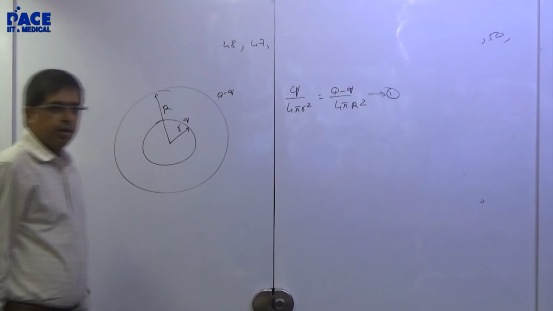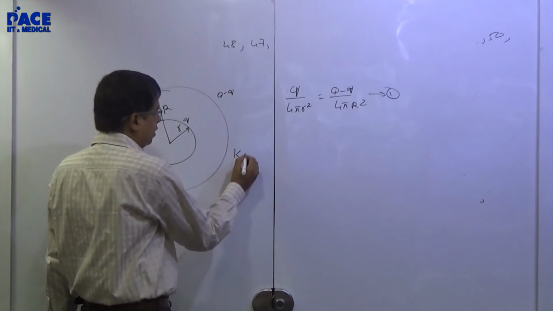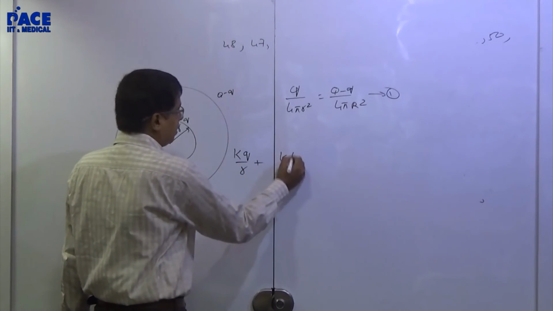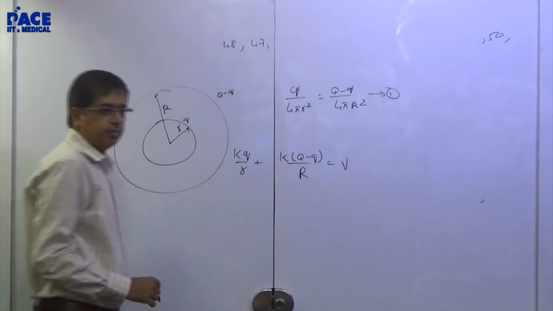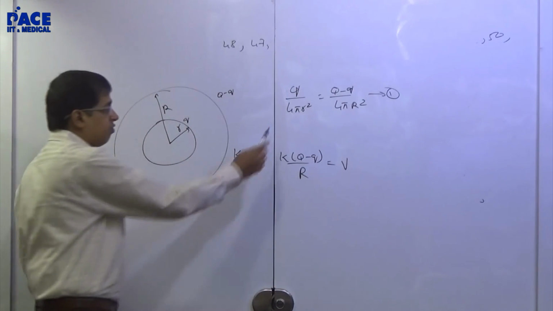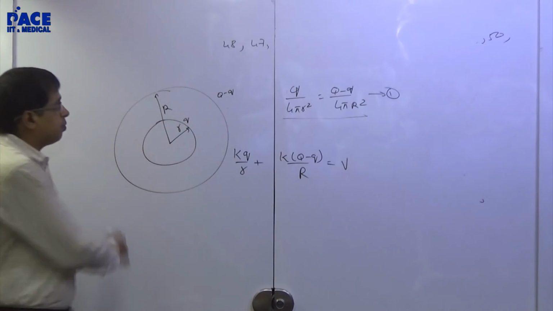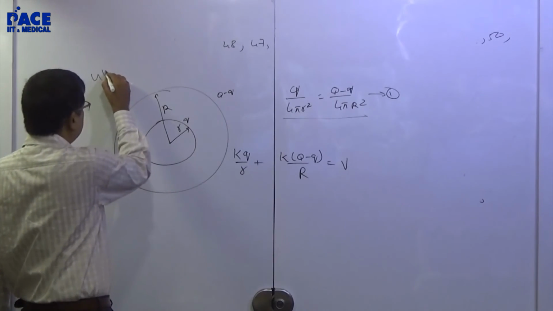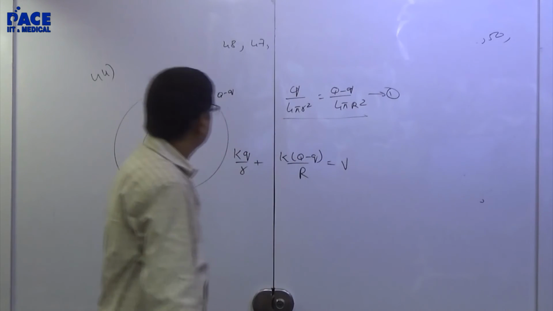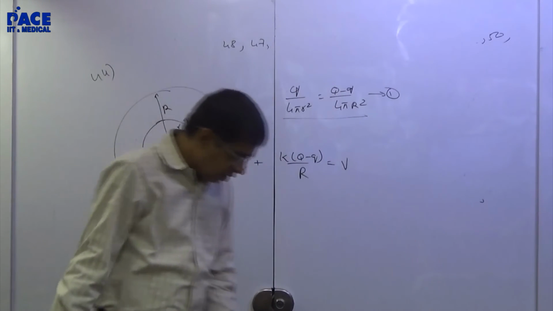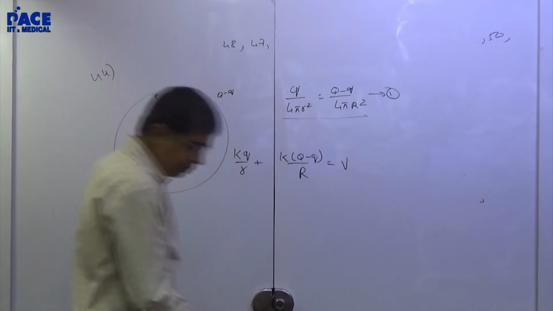This is the first equation. Right? Next equation, I want the potential at the center: k q by small r plus k capital Q minus small q by capital R. This is my answer. Find out small q from the first equation and substitute small q here, you get the answer. This was problem number 44.